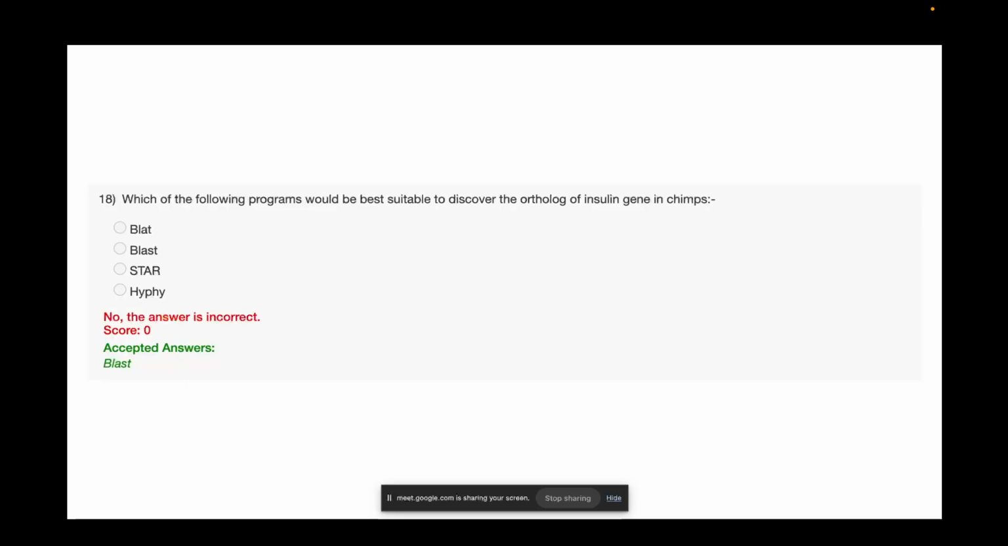This is straightforward. The answer is BLAST, because you will do multiple sequence alignment with multiple species and you will compare the genic region of this particular insulin gene across different species. Human insulin versus chimp insulin, and you'll try to do it in BLAST. So this is a straightforward answer.